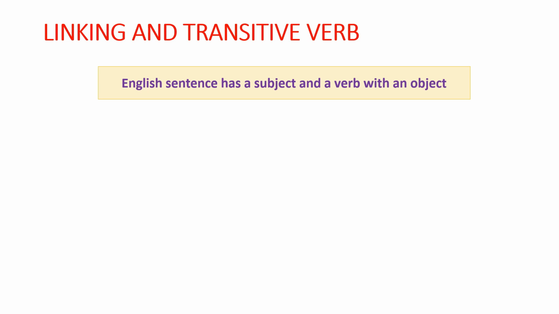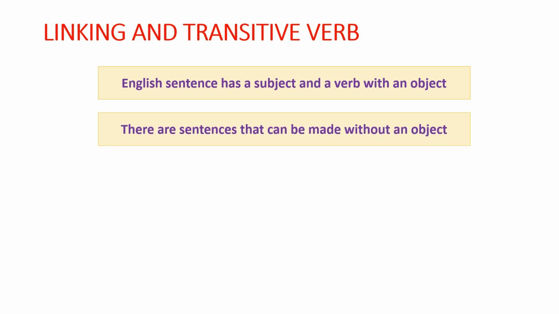We learned that an English sentence has a subject, a verb, and then an object. There are some sentences that can be made without an object, and also there are some sentences that can have more than one object. And there are also sentences where it looks like an object, but actually we don't consider it as an object. In this video, we will have a quick overview on these different types.